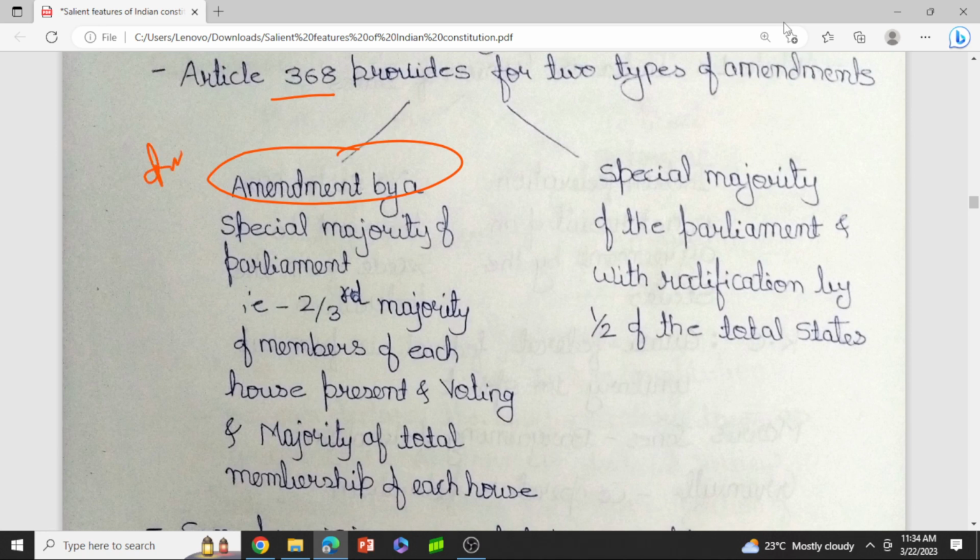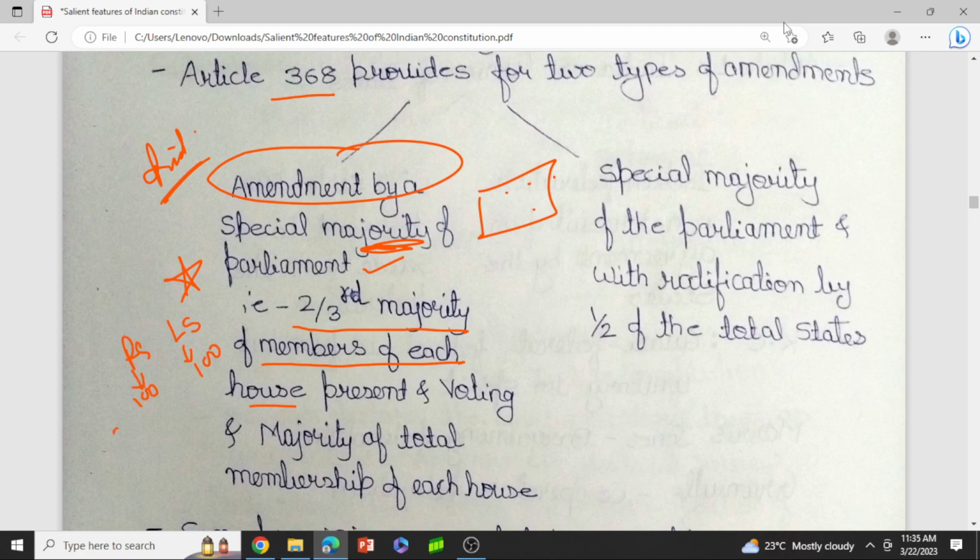So this is talking about the rigid side, where an amendment requires a special majority or special provisions. First is a special majority of Parliament. That is a two-third majority of the members of each house present. So Rajya Sabha, Lok Sabha, if there are 100 here, I'm just giving you an example, two-third of the members each. So two-third here, two-third here, right? They should be present and voting.